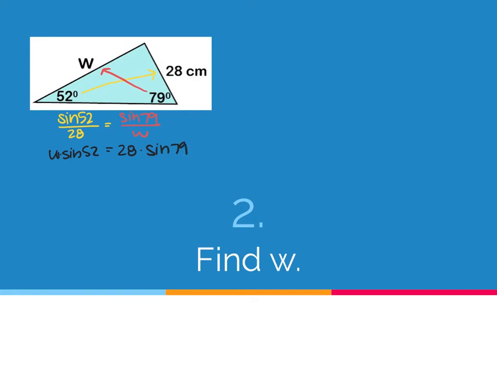I'm going to go ahead and take out my calculator. I'm going to do 28 times sine of 79, and I get 27.48556 and so on. I'm going to leave that in my calculator so I get the most precise answer. I'm going to divide both sides by sine of 52. So W equals, I'm going to take my answer and divide it by sine of 52, and I get W is equal to approximately 34.9 centimeters, and I rounded that to the nearest tenth.